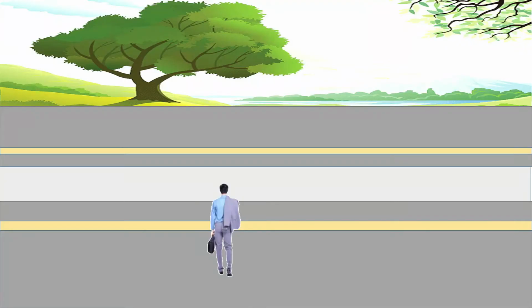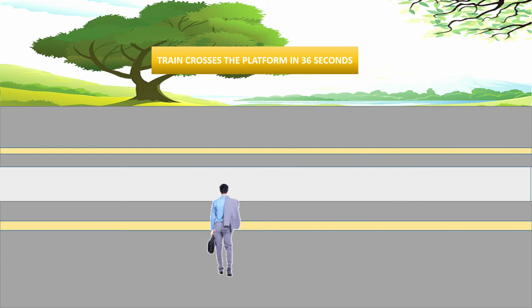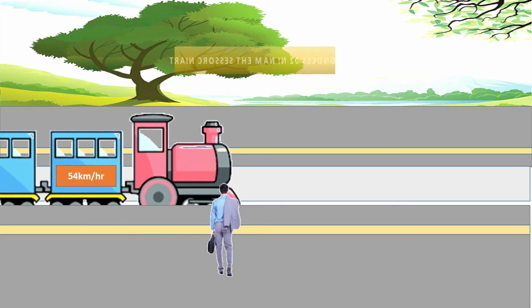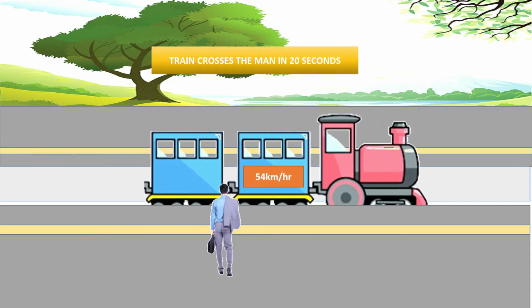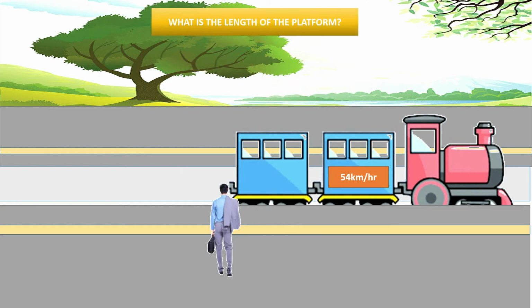Let us analyze the problem first. The train crosses the platform in 36 seconds. Let us assume the time taken by the train to cross the platform as T1. The second thing is the train crosses the man standing on the platform in 20 seconds. Let us assume that time as T2. So we are going to find the total length of the platform.